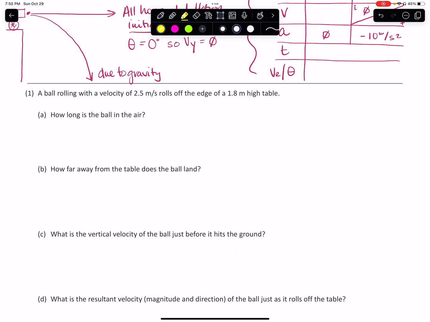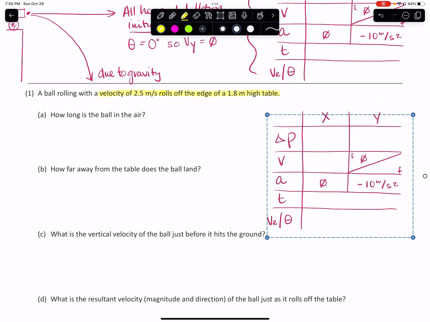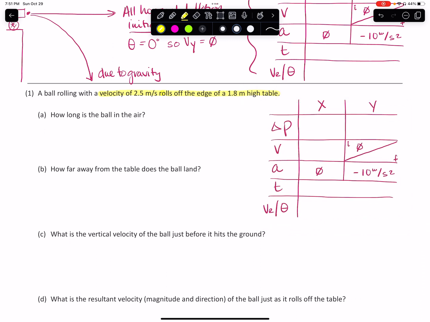Okay, so we've got a ball rolling with a velocity of 2.5 meters per second off the edge of a 1.8 meter high table. All right, so I'm going to start by filling in what I know. I know that it's a 1.8 meter high table, so that's going to be my vertical distance, or the change of position vertically. I know initially we've got a velocity of 0 vertically, and I know acceleration is affecting its motion. I don't know very much on the horizontal side except for the velocity at which it is rolling. So it's rolling at that velocity, which means that when it leaves the table, that is its initial horizontal velocity, and because that's constant, it stays at that value.